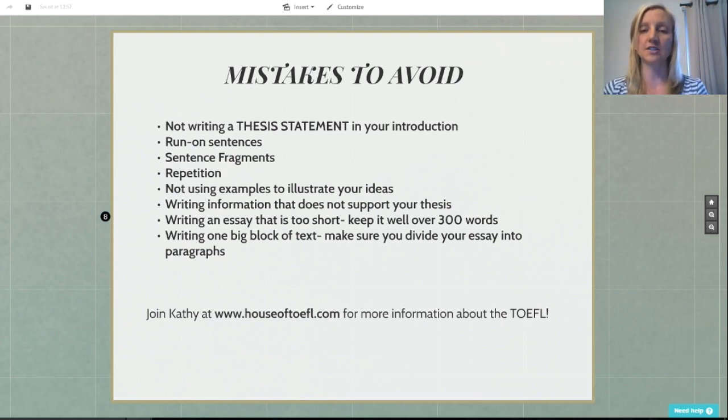Writing information that does not support your thesis. So if you're trying to say zoos are good, if you're going to write about a bad experience you had at a zoo when you were 5, that's not relevant and you should not include it. Another mistake is an essay that's too short. Try to keep it at least 300 words, but try to go over that if possible. And another mistake is writing one big block of text without separating your paragraphs. Make sure you do divide that essay into separate paragraphs.